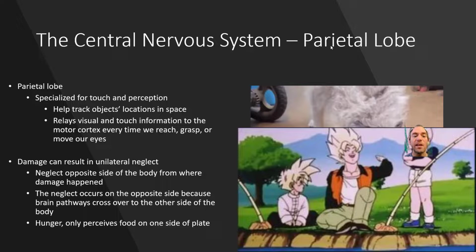Now, interestingly, damage to the parietal lobe can result in something called unilateral neglect. Neglect of the opposite side of the body from where the damage occurs. So say you're a right parietal lobe. We both have left and right parietal lobes. For all these lobes, we have a left and right. Say your right parietal lobe is damaged, you can experience unilateral neglect to the left side. So it's always opposite. If you're damaged on the right side, you experience neglect on the left side. If you have damage to your left parietal lobe, you experience neglect to the right side.